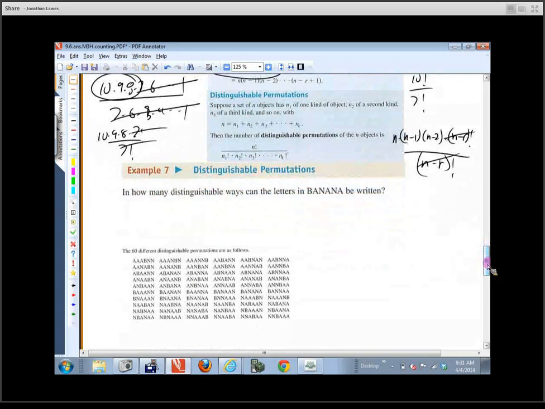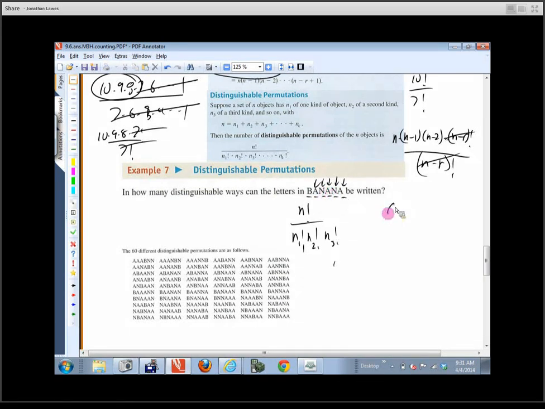Then they went through permutations where we've got repeated objects. It's just going to be n factorial over however many repeats there are of the first one, however many repeats there are of the second one, and the third one, and so forth. The example they gave was rearranging the letters in banana. There are 1, 2, 3, 4, 5, 6 letters in banana, but I can't tell the difference between that N and that N, and that A and that A. So we've got N's repeated twice and A's repeated 3 times.